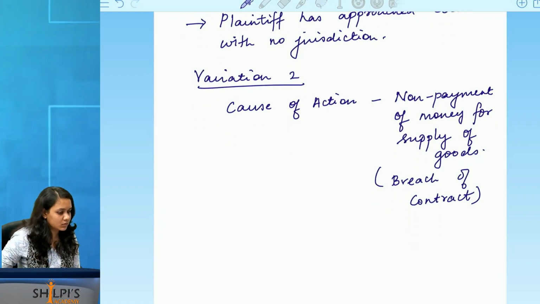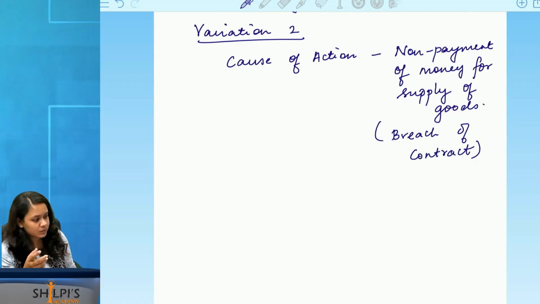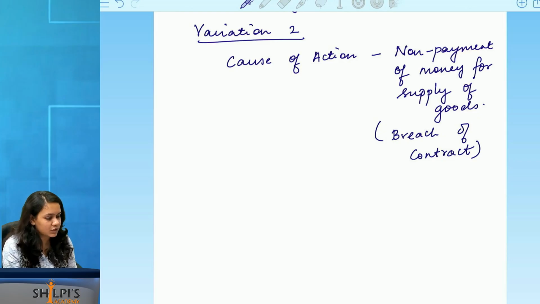Please understand the cause of action. What is the cause of action? The time at which the plaintiff's right got violated. Okay. So when did it get violated? By a breach of contract. Simple. And what is that breach of contract? Non-payment of money for supply of goods.